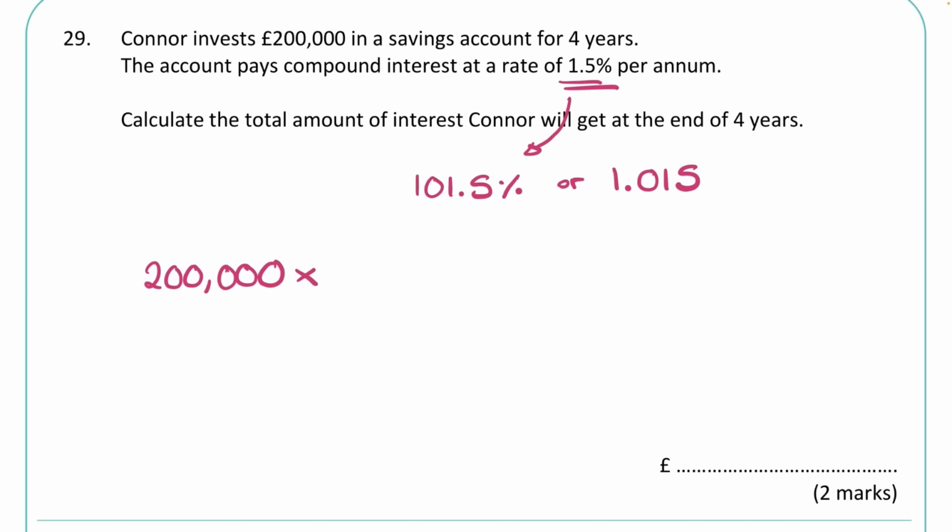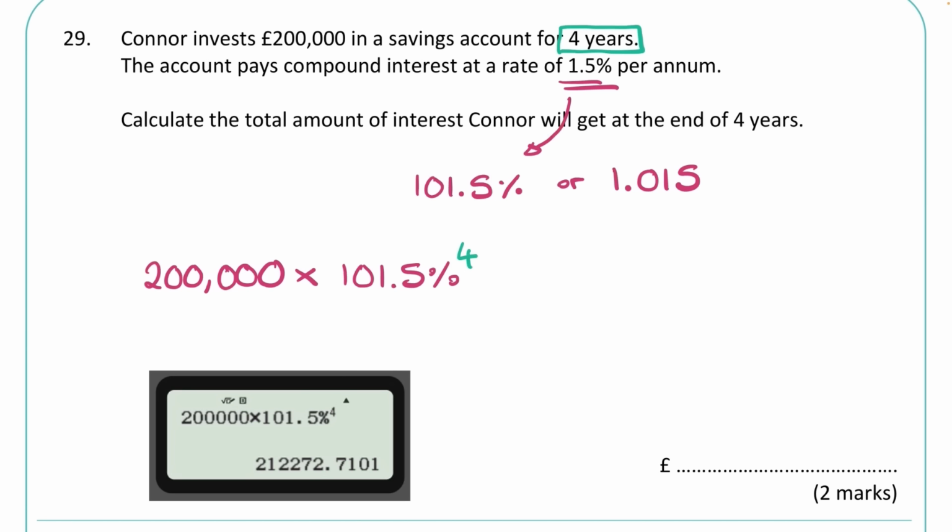There we go. Now, if you type that in, so 101.5%, it will increase it for you. So it's going to add on that extra 1.5%. However, in this question, it says we're going to need to do this for 4 years. So we have to do it 4 times. So when you have that, you just need to add that as a power, so a power of 4. If we type that into our calculator, we'll get our final answer.